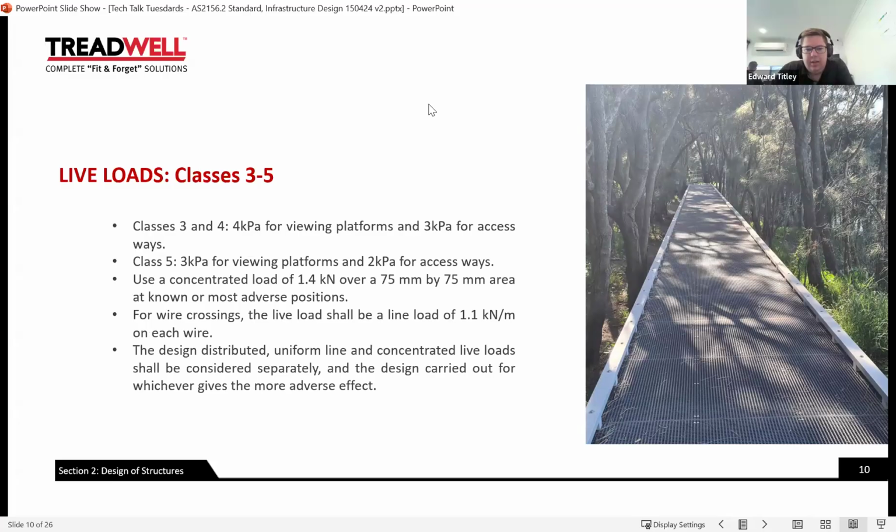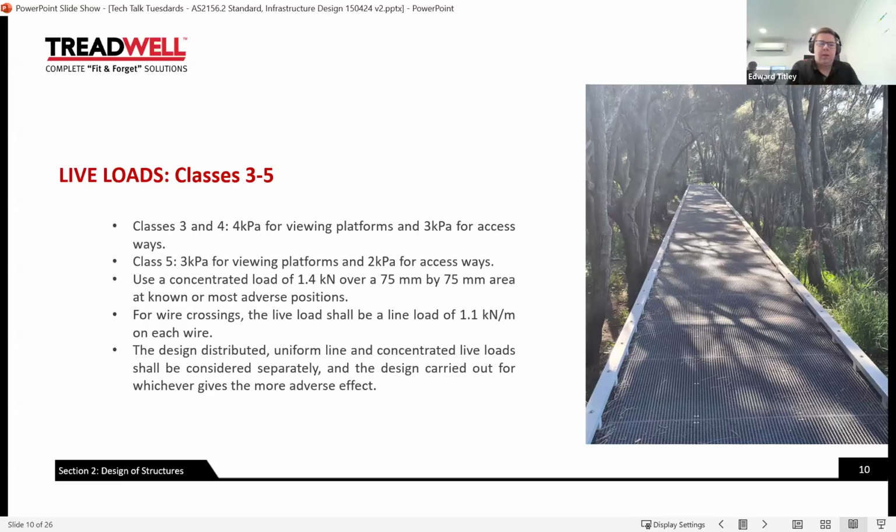Now, track classes 3 and 4, 4 kPa for viewing platforms and 3 kPa for access ways. So your standard boardwalk would have a load of 3 kPa. Your viewing platform, so an area where persons would congregate, would have a load of 4 kPa. For a class 5 walking track, we'd be looking at a 3 kPa load for platforms, 2 kPa for access ways or your regular boardwalk structure.